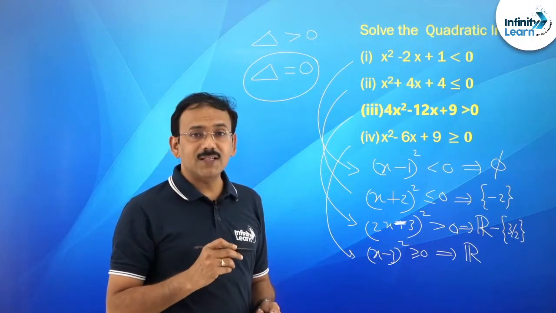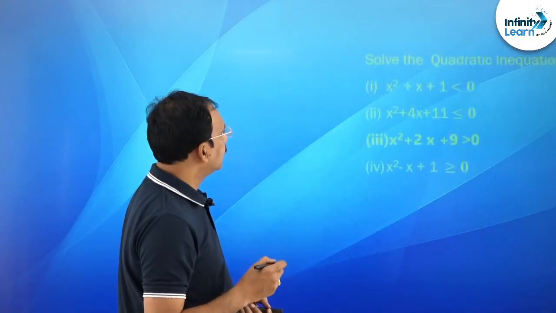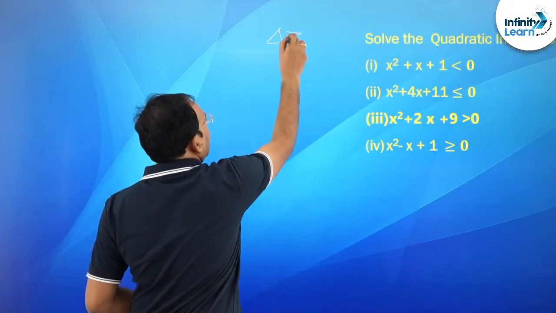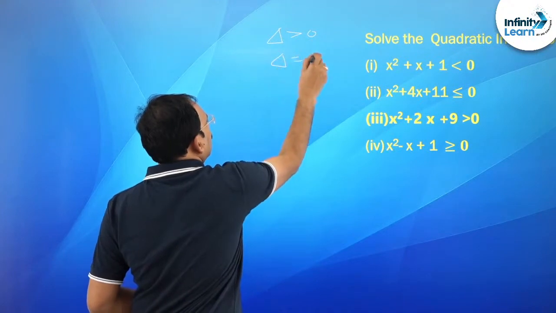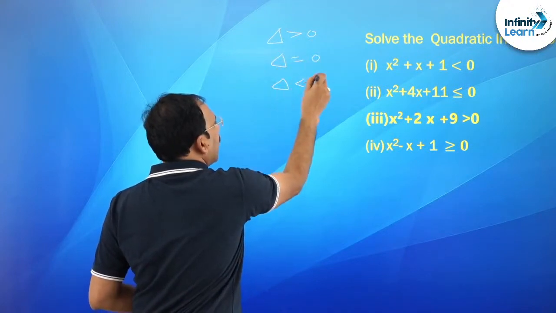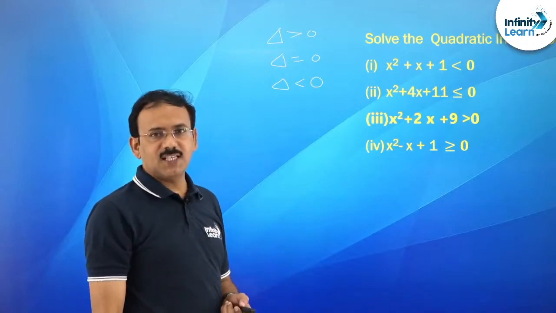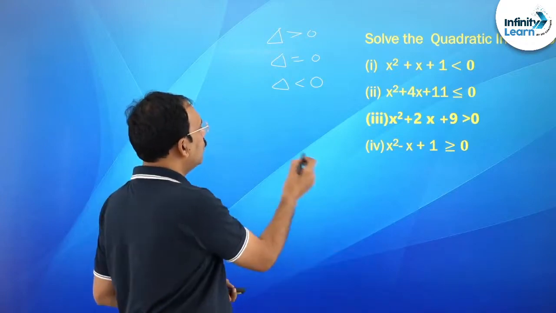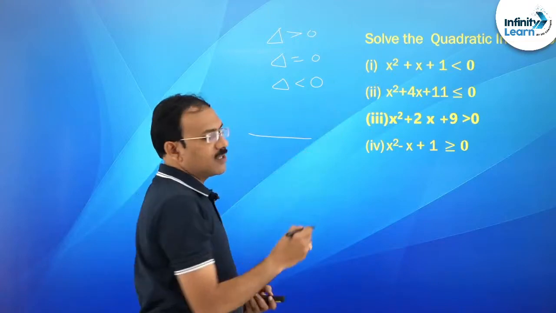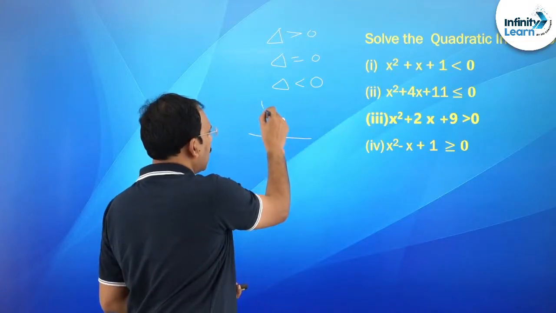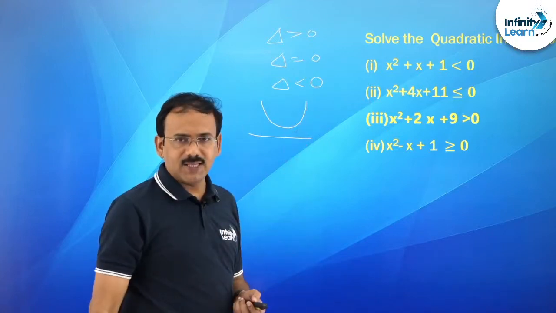Now, there will be the third case also. We have seen the case where delta is positive, delta 0. If delta is negative, then how to solve? This is a very easy case friends. The point is, you know, if x square coefficient is positive, when delta is less than 0, the graph will be completely above the x axis.